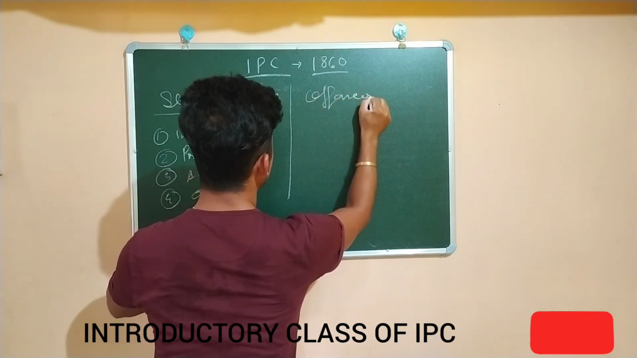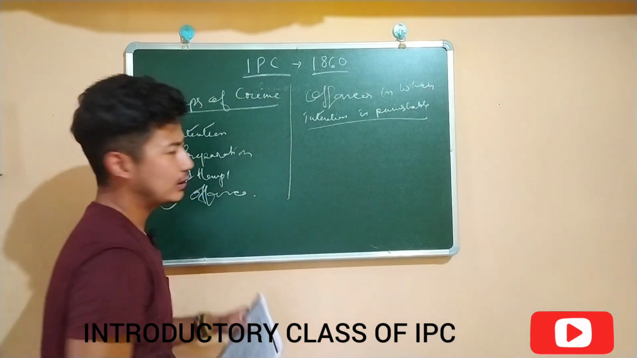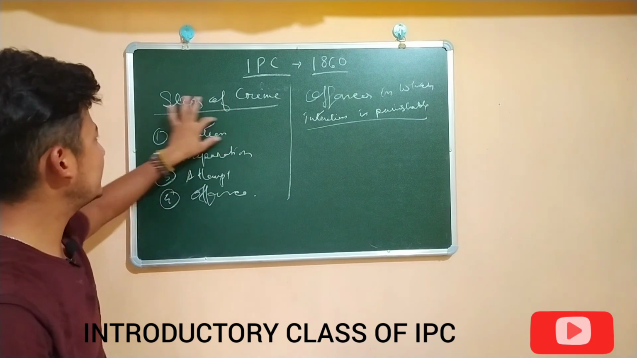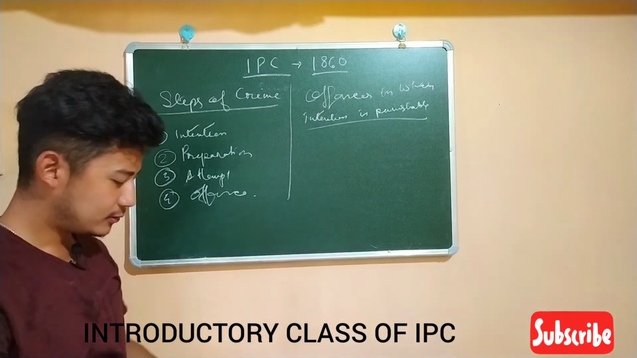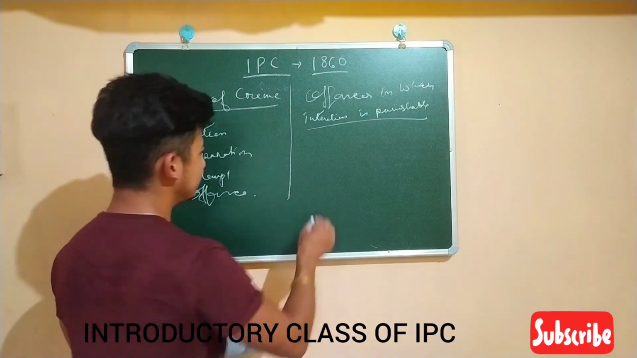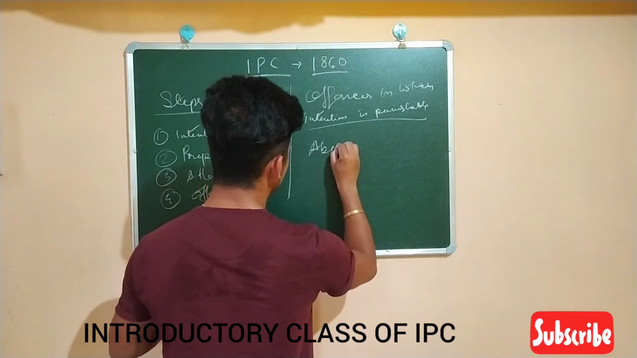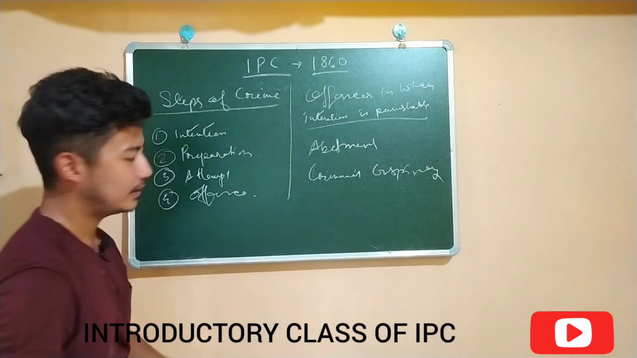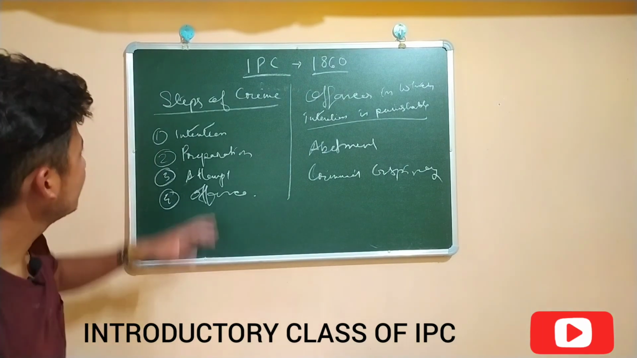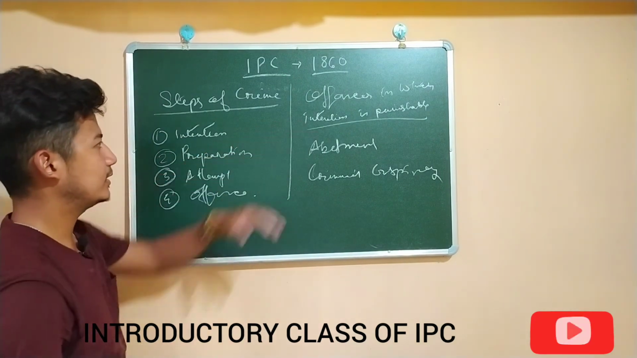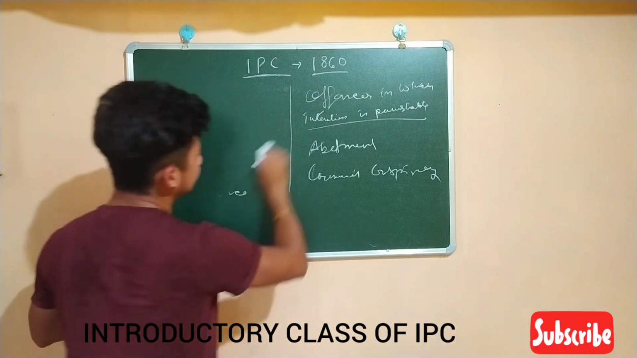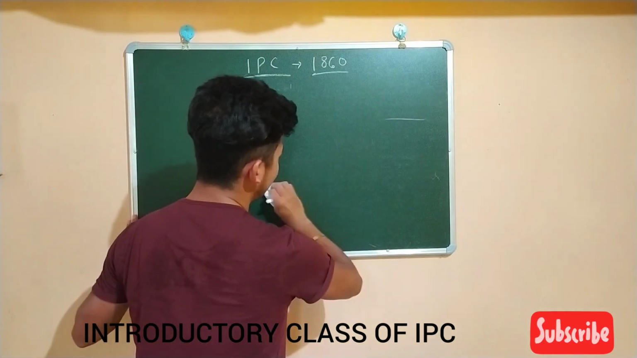Now we will see the offenses where only the intention is punishable. Suppose you only have the intention, you will be punished. So the offenses are abetment and criminal conspiracy. These are the offenses where the intention will be punished: abetment and criminal conspiracy.